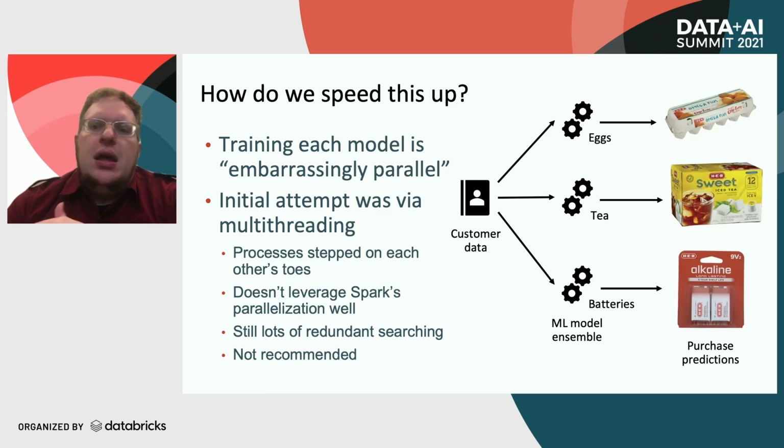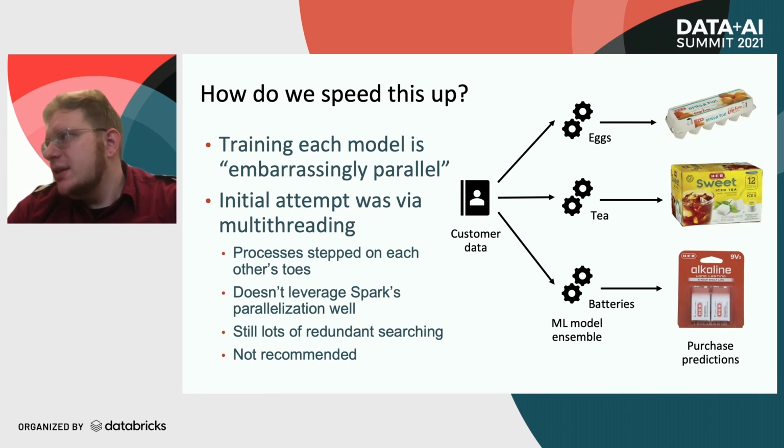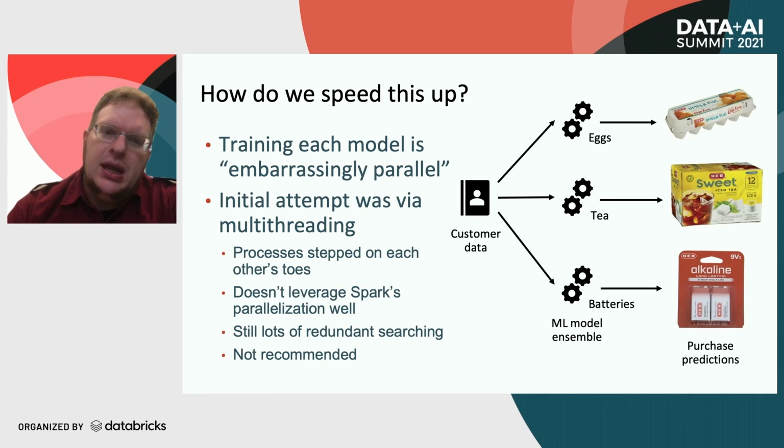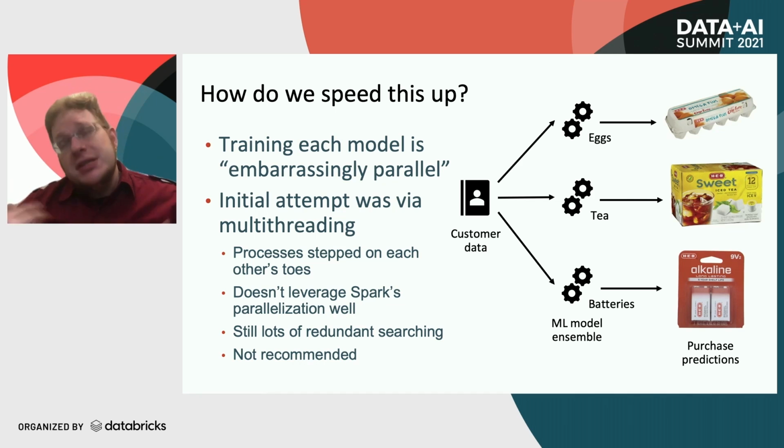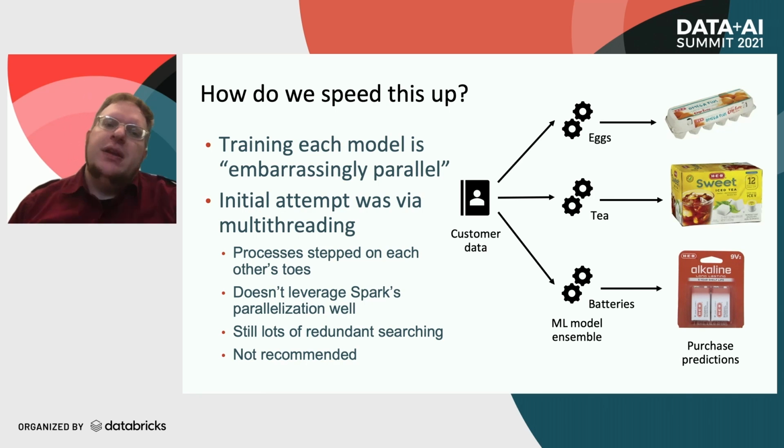This is a case of data that is embarrassingly parallel. The model that I train for eggs does not affect the model that I train for tea and vice versa. So this is really something where you can scale it out as widely as possible and get as much benefit as you can.